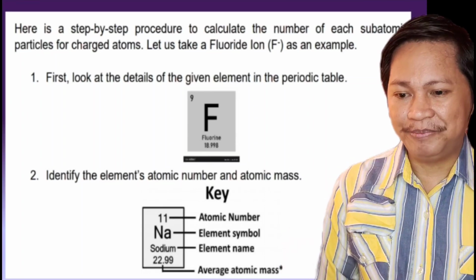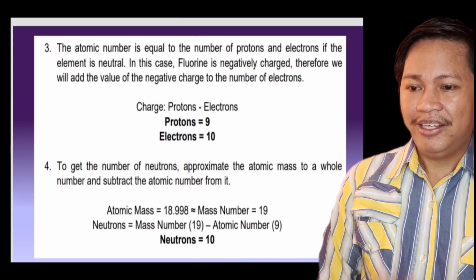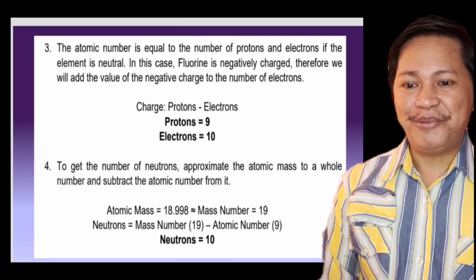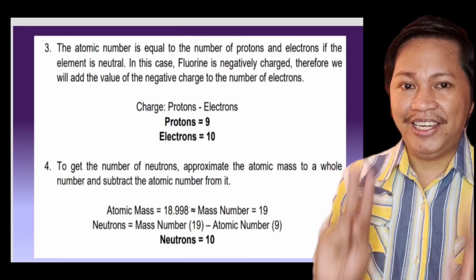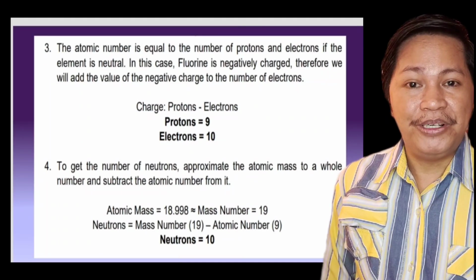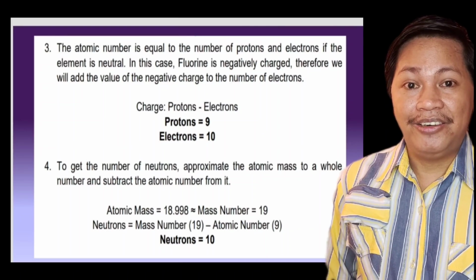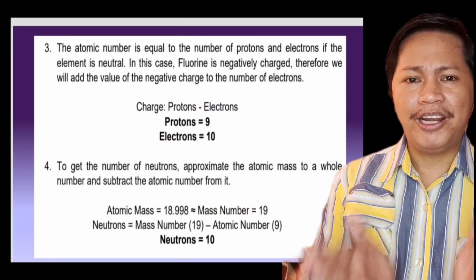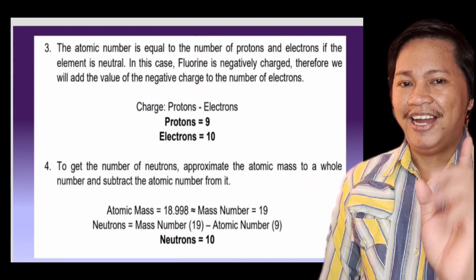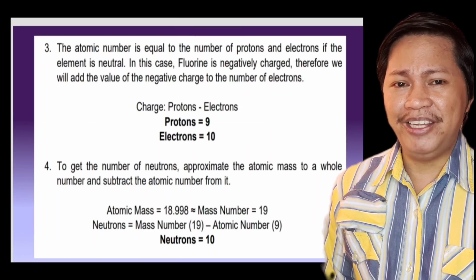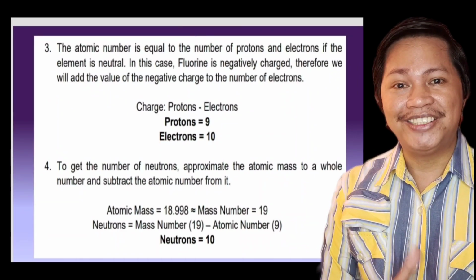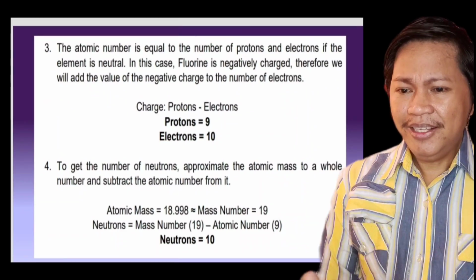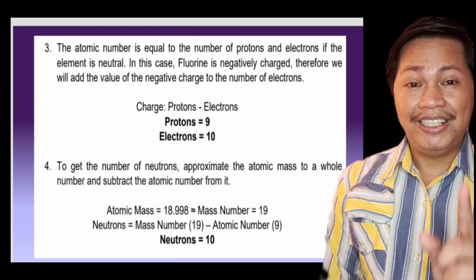ma-arrive yung sagot. Okay. So number 3, the atomic number is equal to the number of protons and electrons. That's true if the element is neutral. Again, tandaan natin, atomic number, protons, and electrons are said to be equal or pare-pareho lang pag ang ating element is neutral. Meaning to say, walang charge. Hindi siya negative, hindi siya positive, so 0 lang siya. So N is 0. In this case, fluorine is negatively charged.